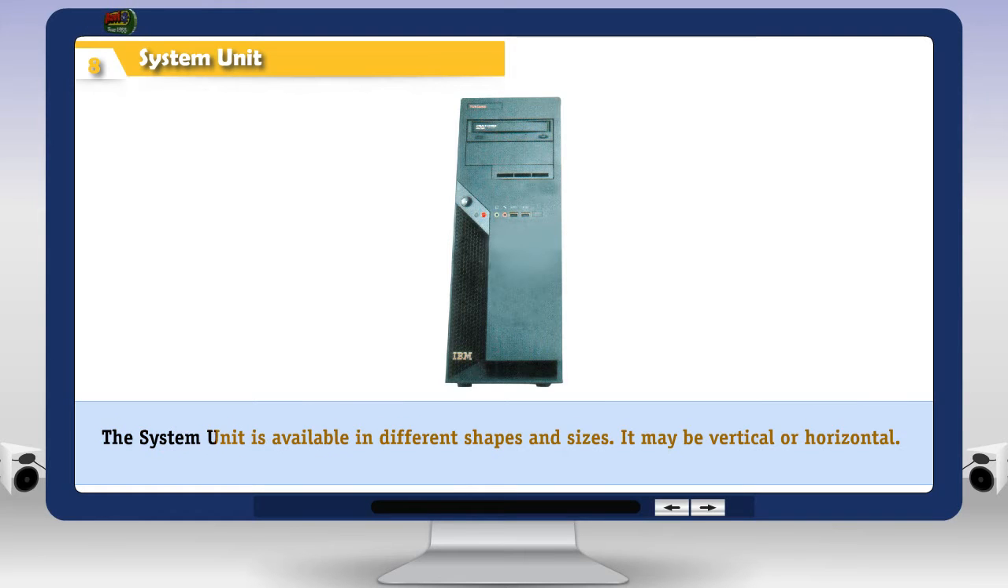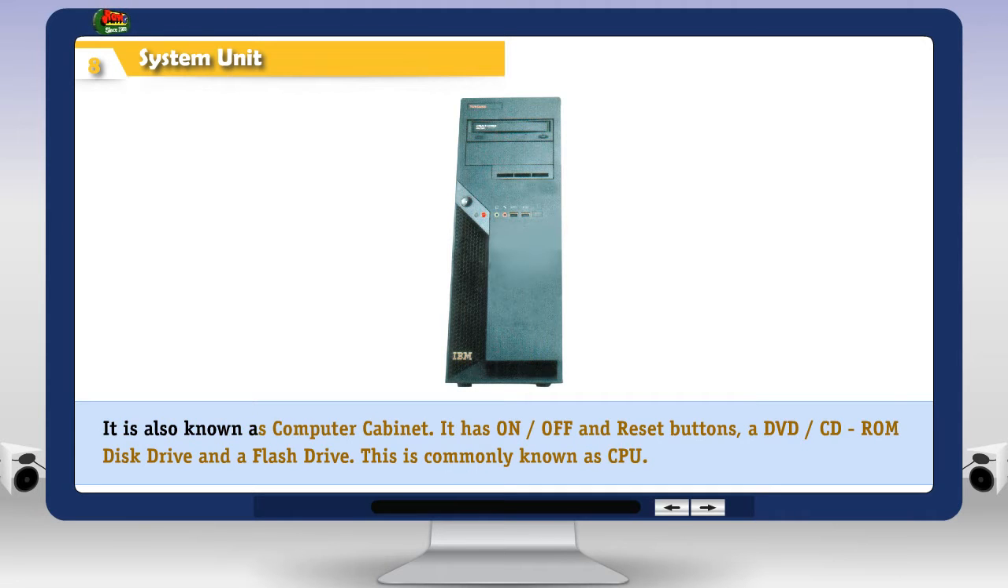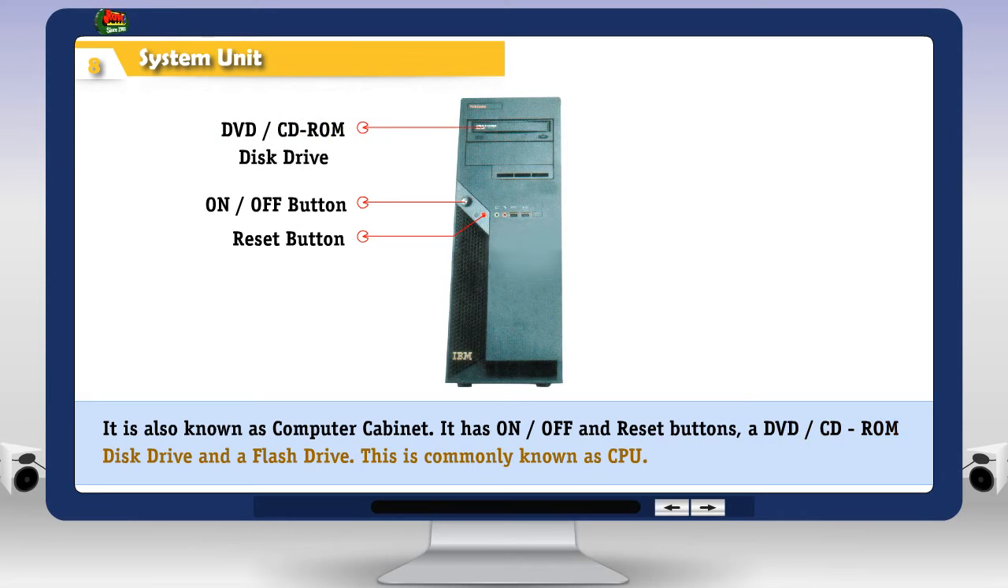The system unit is available in different shapes and sizes. It may be vertical or horizontal. It is also known as computer cabinet. It has on or off and reset buttons, a DVD or CD-ROM disk drive, and a flash drive. This is commonly known as CPU.